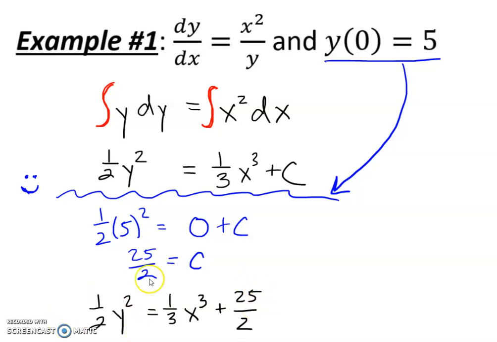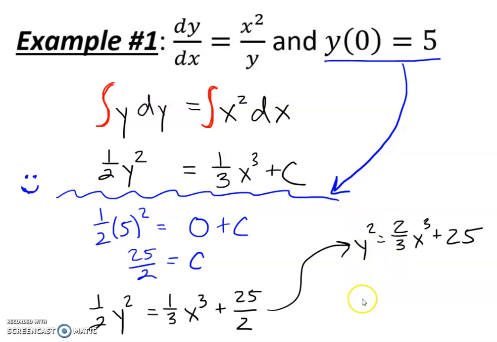We now need to get y by itself. There's going to be two steps here. Multiply both sides by 2. So after we do that, we're going to just have y squared is equal to 2/3 x cubed plus 25. And then finally square root, or you could write it as power of 1/2. So y is equal to square root of 2/3 x cubed plus 25, all inside of a square root.